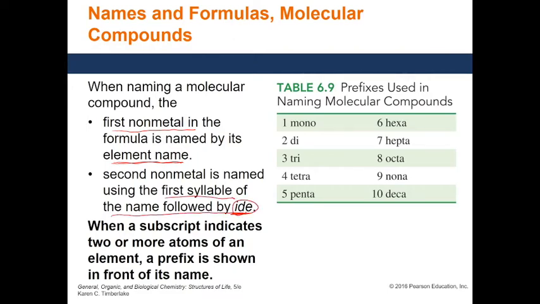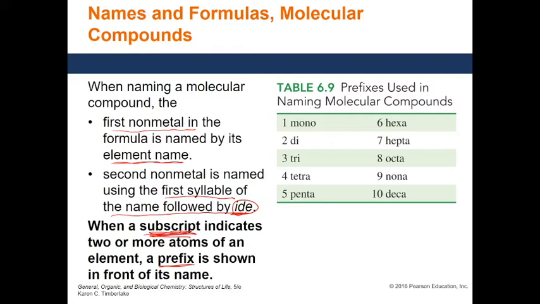Okay, and whenever there is a subscript present in the formula, that basically tells us the number of atoms present of that element. And to show how many atoms are present, we use a prefix in front of its name. Prefix means, let's say if there is one atom present, we use the name mono. If it's two atoms, di; three atoms, tri; four atoms, tetra; five atoms, penta; 6 atoms, hexa; 7 atoms, hepta; 8 atoms, octa; 9 atoms, nona; and 10 atoms, deca.